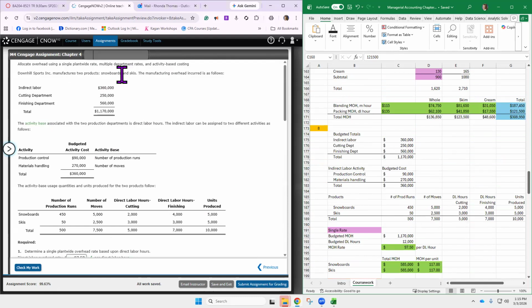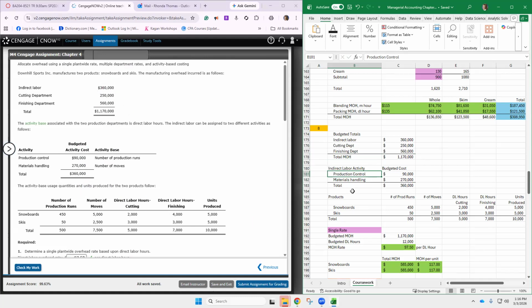So we're going to make snowboards and skis. So we have indirect labor, cutting department, and finishing department. And that adds up to a total manufacturing overhead of $1,170,000 that has to be allocated over all of these products. We also have a little more information within this indirect labor. So within this indirect labor, we have two activities. This number has to add up to that number.